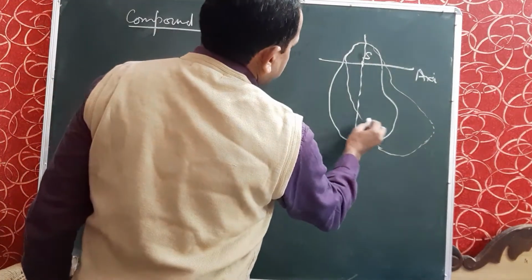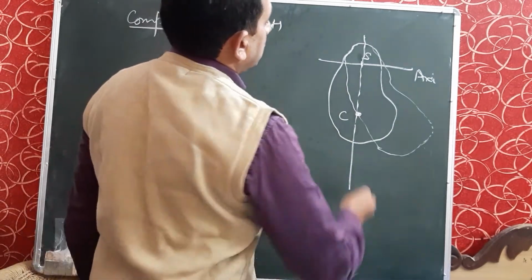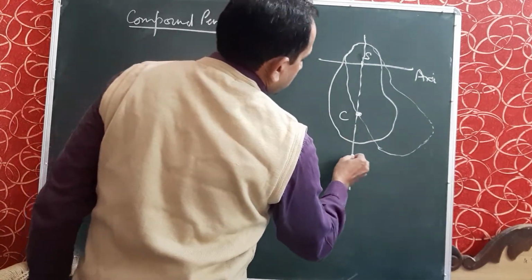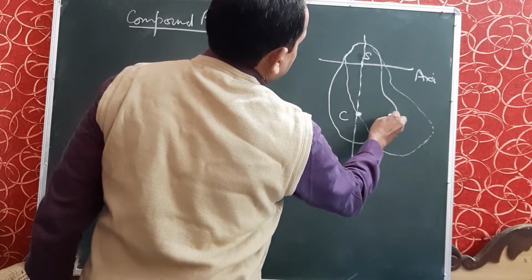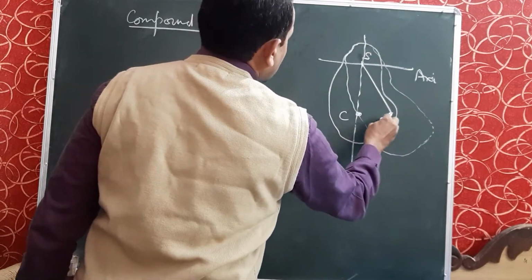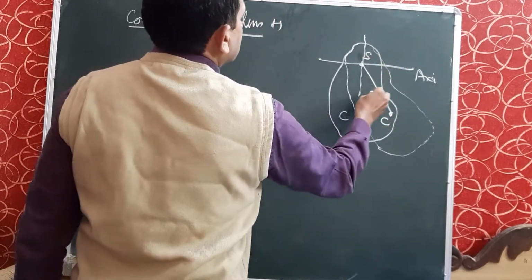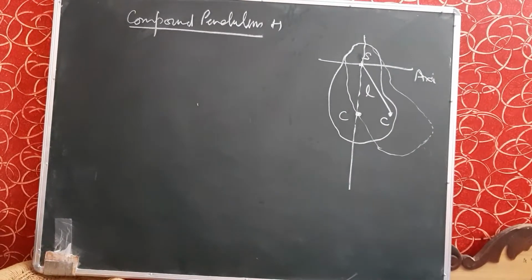Now, this is the center of mass of the body. When it is displaced by a small distance, this center of mass will reach this point. The distance between the center of mass and the point of suspension is L. So, this is the length of the compound pendulum.